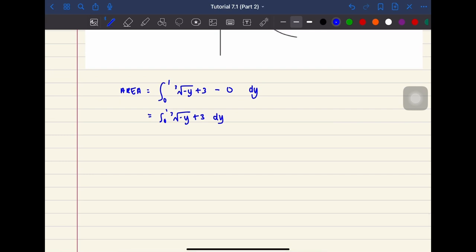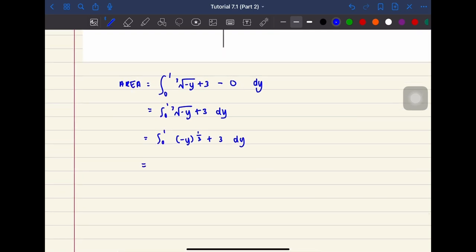Before integrating, as I taught, once you see a surd, change its power first. So for this case, it is from 0 until 1, negative y to the power of 1 over 3 plus 3. Now we will integrate. Integrating negative y power 1 over 3 gives negative y power 1 plus 1/3, which is 4 over 3, over 4 over 3.